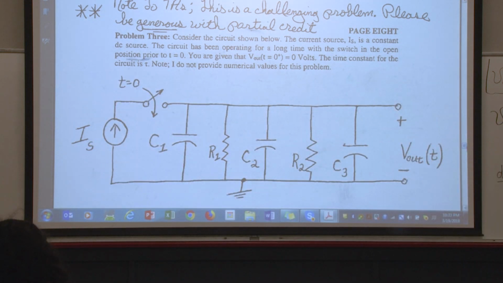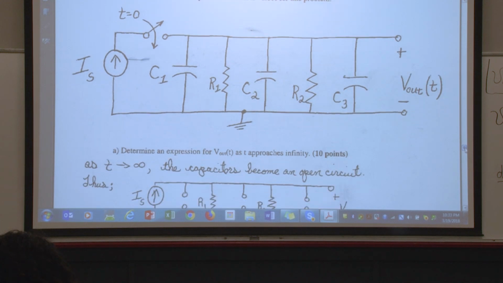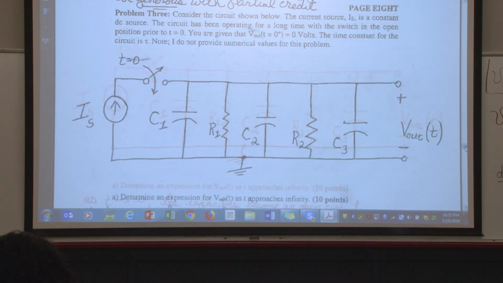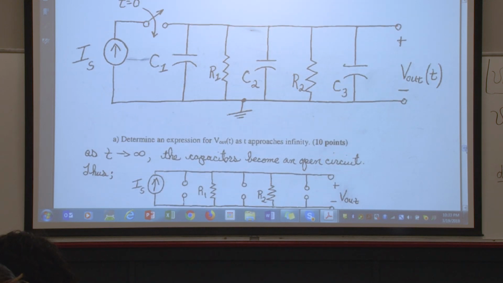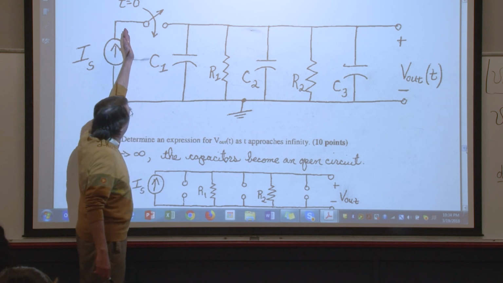So I'm back to version 1 of spring 2017, exam 2. Determine an expression for V out as t approaches infinity. Tara, I thought this was simple. Our colleagues told me it wasn't. I thought it was. Jerry, I thought this wasn't too bad. Here's what happens. Close the switch.